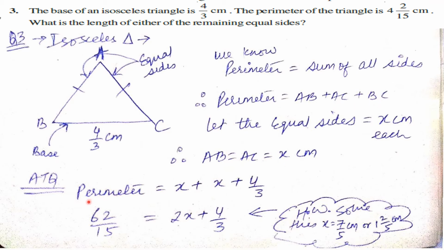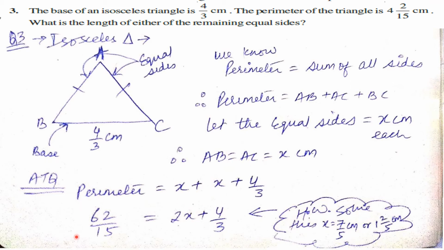Now I am forming the equation with the help of statement number 2. We know the value of perimeter is 4 2 by 15. I have solved the mixed fraction. It became 62 upon 15 is equal to x for AB, this x for AC, and 4 by 3 for BC. x plus x is 2x plus 4 by 3.